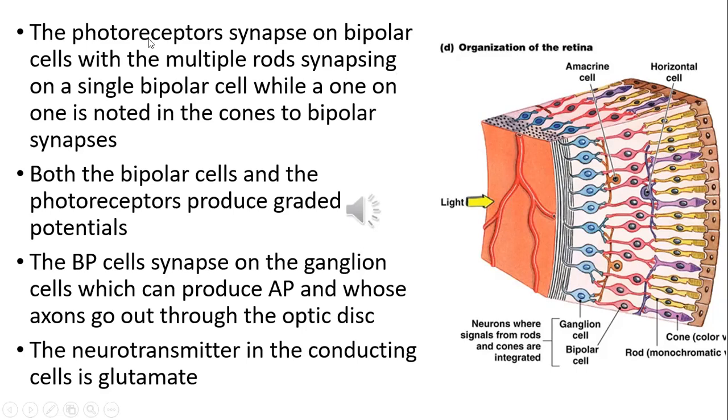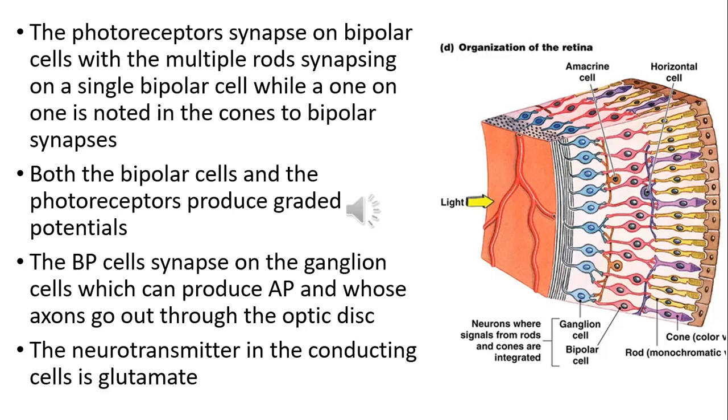So like the text was saying, the photoreceptor synapses on bipolar cells with multiple rods synapsing on a single bipolar cell, while a one-on-one is noted in the cones to bipolar synapses. Both the bipolar cells and the photoreceptors produce graded potential. I'm sure by now you know what a graded potential is, so there's no need for me to go through it. So now the bipolar cells synapse on the ganglion cells, which can produce an action potential. AP means action potential, and whose axons go out through the optic disc.